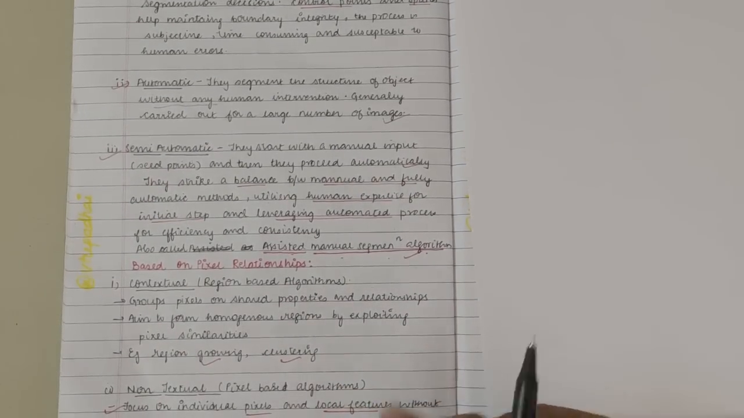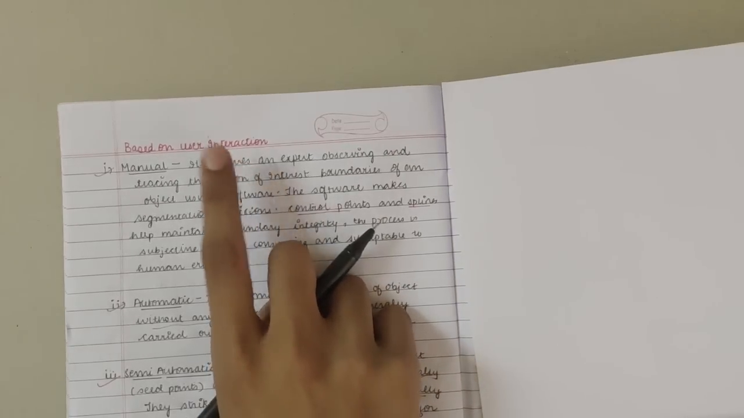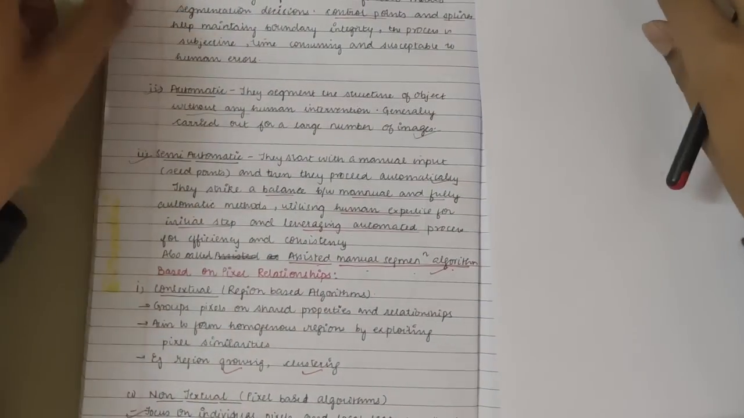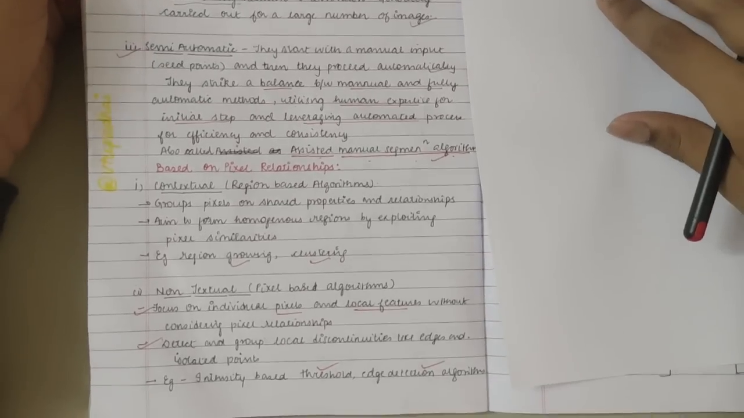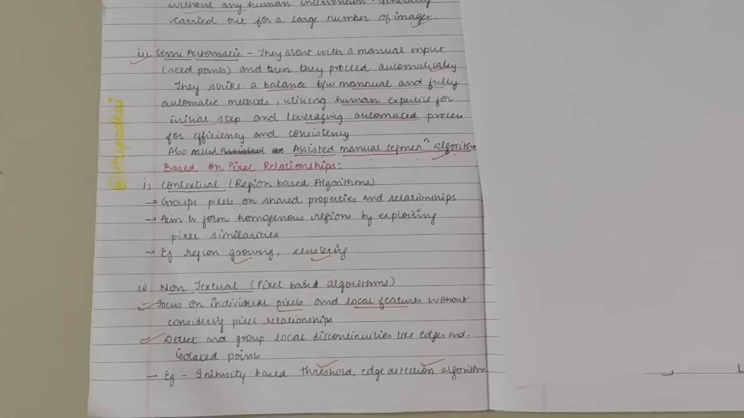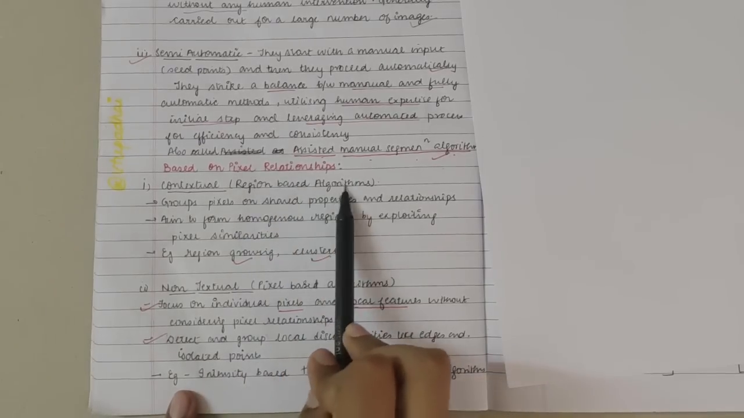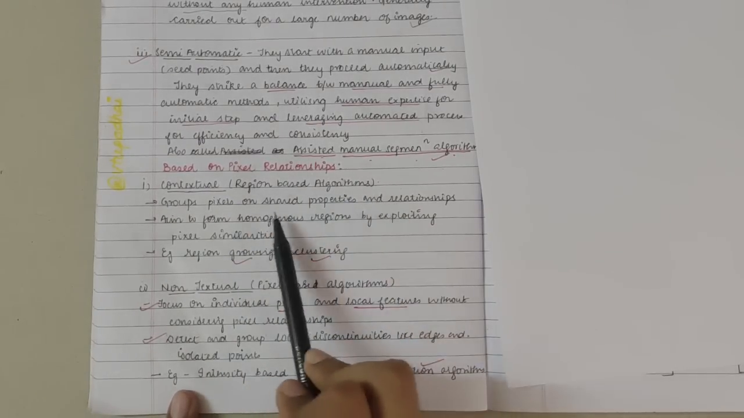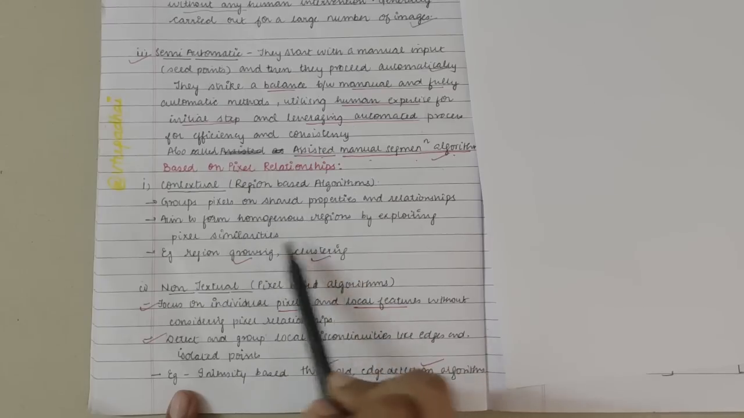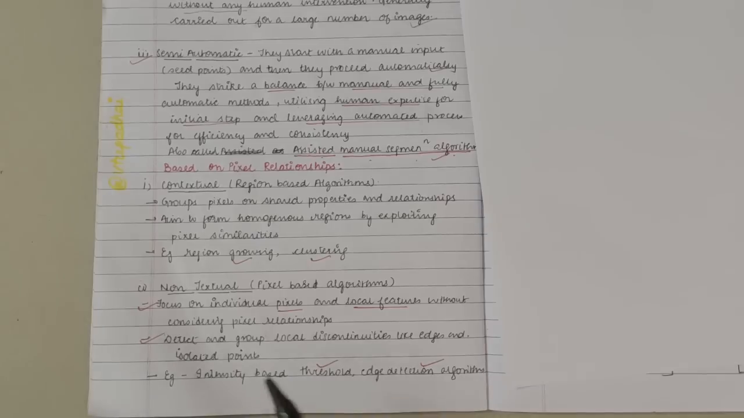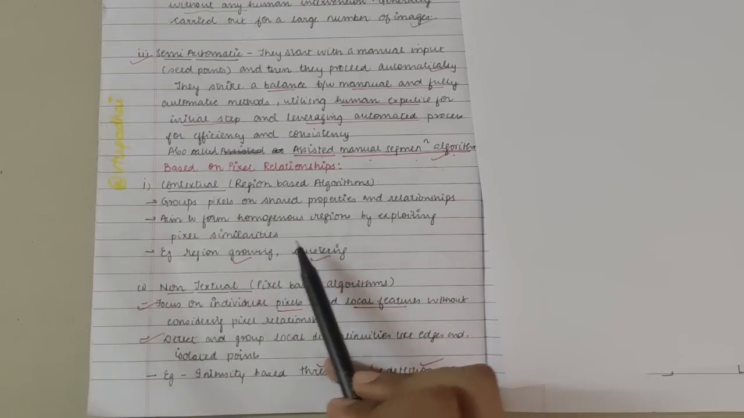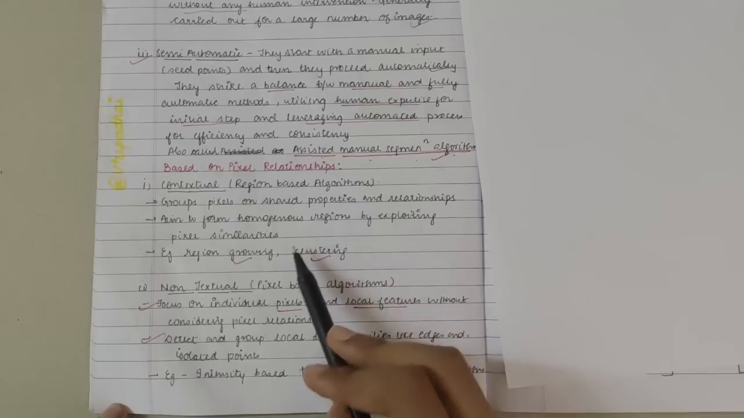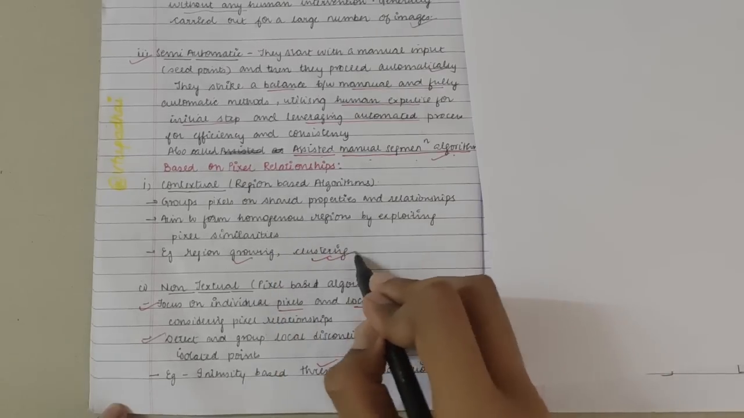Next, first we distinguished on the basis of user interaction, then we have segmentation based on pixel relationships. In pixel relationship, we distinguish them into contextual and non-contextual. In contextual, these are region-based algorithms. You are grouping the pixels based on shared properties and relationships. The pixels having some common properties are grouped, and the aim is to form a homogeneous region by exploiting the pixel similarities. Just remember the application, it is mainly used in clustering.